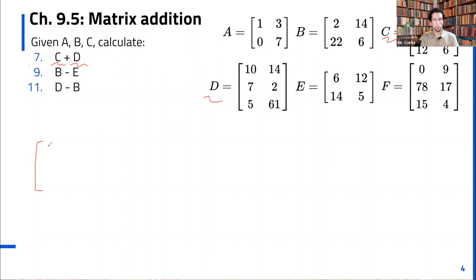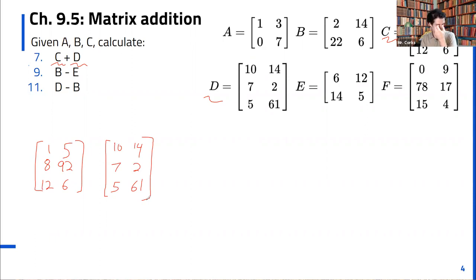So C is 1, 5, 8, 92, 12, 6. All right, and D is 10, 14. So what about these 2? What about the rows? What about the columns? 3 rows and 2 columns. Okay, you're telling me the size of the result? I mean, we add the first component of the first. Okay, so you're telling me what the size will be of the resulting matrix.